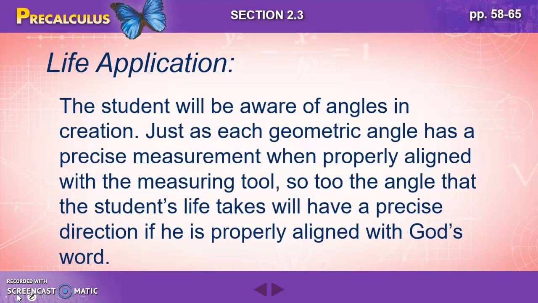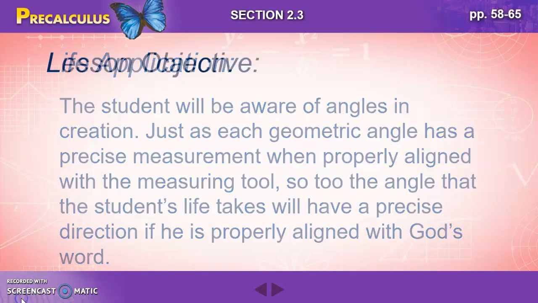Our life application is that you, the student, will be aware of angles in creation. Just as each geometric angle has a precise measurement when properly aligned with a measuring tool, so the angle that the student's life takes will have a precise direction if he is properly aligned with God's Word. We know precision is important not only in math, but to God we see precision all throughout His Word. He's very careful to tell us precisely what we need to do and the choices that we need to make, and it is up to us to use His Word as our measuring tool to make those decisions.